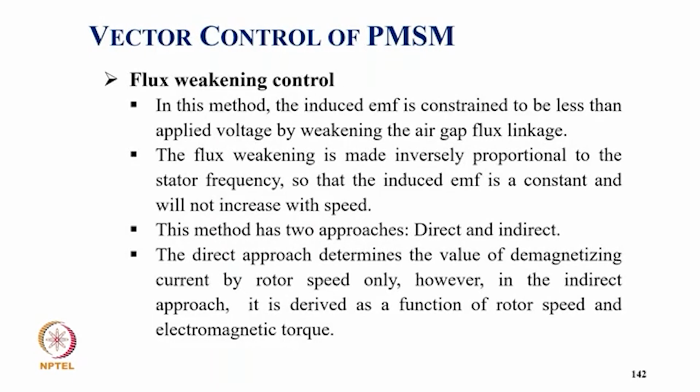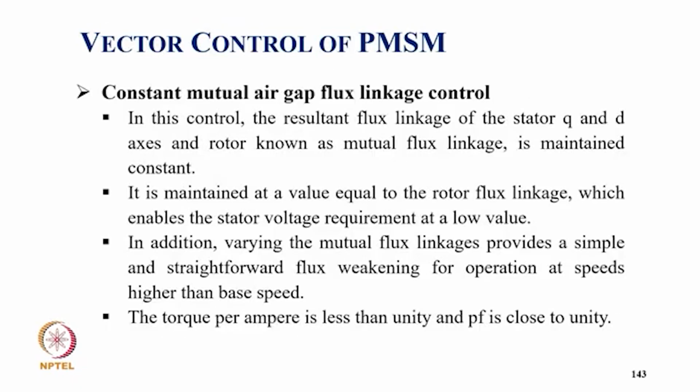Now coming to field weakening control. In this method, the induced EMF is constrained to be less than the applied voltage by weakening the air gap flux linkage, and the field weakening is made inversely proportional to the stator frequency, so that the induced EMF is constant and will not increase with speed. This method has two approaches, direct and indirect. The direct approach determines the value of demagnetizing current by rotor speed only. However, in the indirect approach, it is derived as a function of rotor speed and electromagnetic torque.